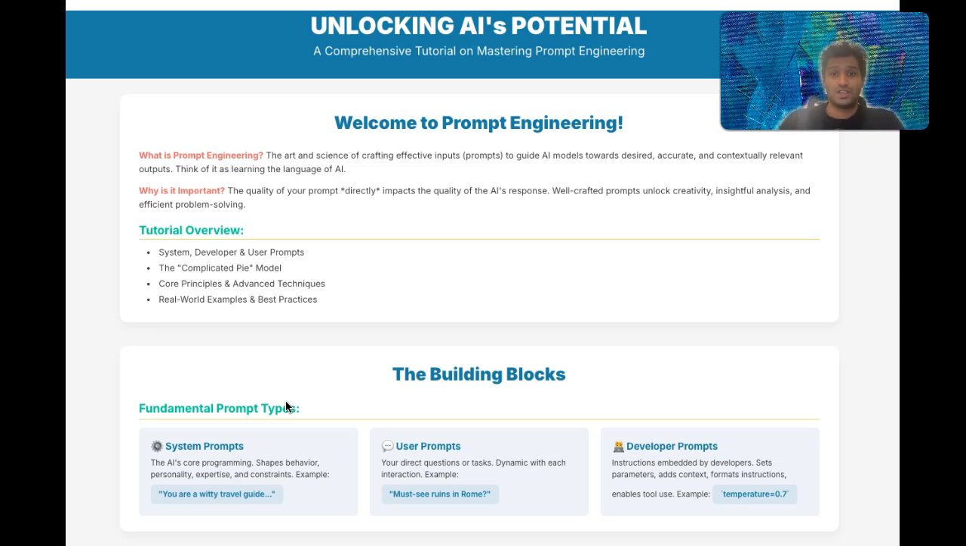This tutorial is designed for everyone. We'll ensure clarity for newcomers while offering depth for those looking to push the boundaries of AI interaction. By the end of this tutorial, you'll not only understand what prompt engineering is, but also how to apply it effectively to get the most out of any AI model. We'll cover everything from crafting the perfect word-for-word script for your own AI interactions to optimizing your content for discoverability.